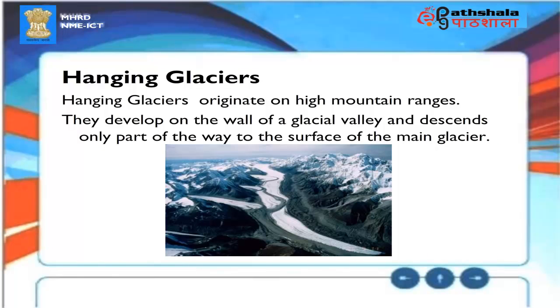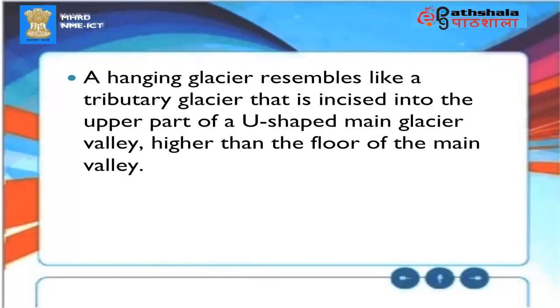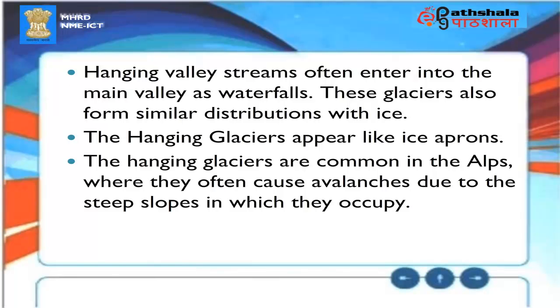Hanging glaciers. Hanging glaciers originate on high mountain ranges. They develop on the wall of a glacial valley and descend only part of the way to the surface of the main glacier. A hanging glacier resembles a tributary glacier that is incised into the upper part of a U-shaped main glacier valley, higher than the floor of the main valley. Hanging valley streams often enter into the main valley as waterfalls. The hanging glaciers appear like ice aprons. They are common in the Alps, where they often cause avalanches due to the steep slopes which they occupy.